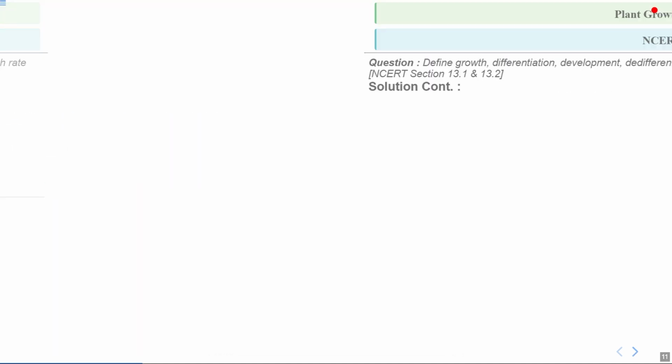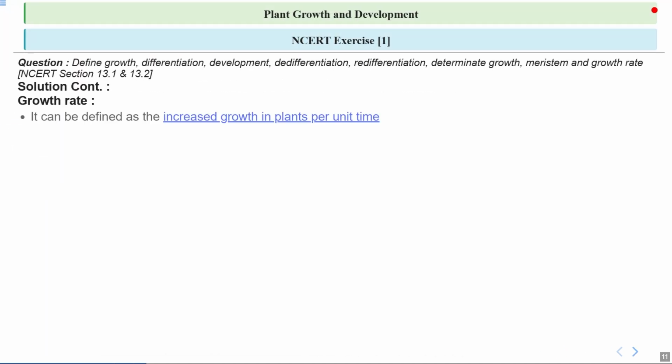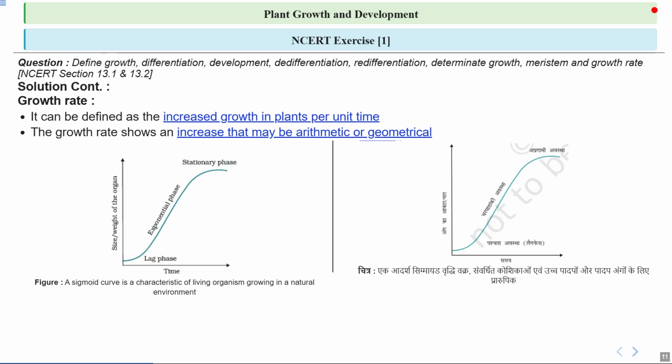Let's talk about other terms. Growth rate. Growth rate can be defined as the increase in growth in plants per unit time. In other words, it's how much a plant grows in a given period, like centimeter or millimeter per day. The growth rate can show an increase that may be arithmetic or geometric. Arithmetic means a steady regular increase, while geometric means the increase gets faster and faster, like compound interest in a bank account. So a sigmoid curve is a characteristic of living organisms when growing in a natural habitat.